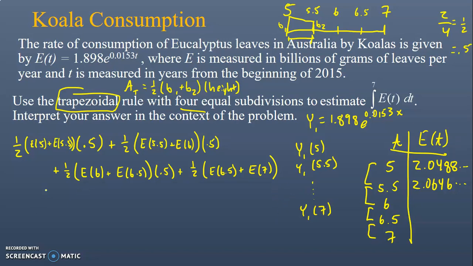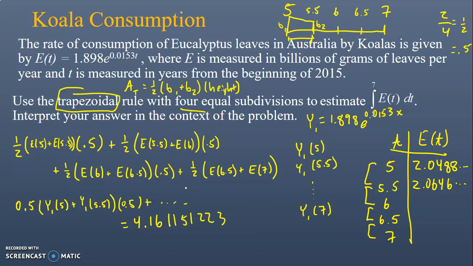And again, on my calculator, I can do it all at one time. So on my calculator, I would be typing 0.5 times y1 of 5 plus y1 of 5.5 times 0.5, plus, and I do the same thing 4 times. Now, if I do all these calculations on my calculator, I should get 4.161151223 or something like that.